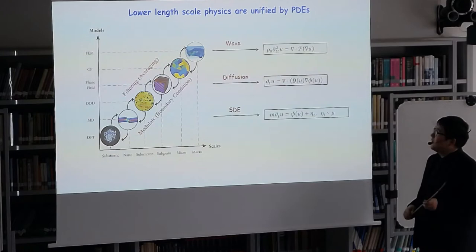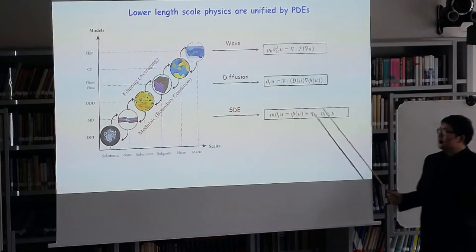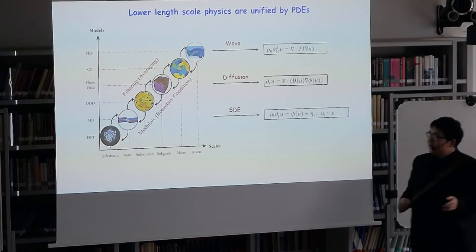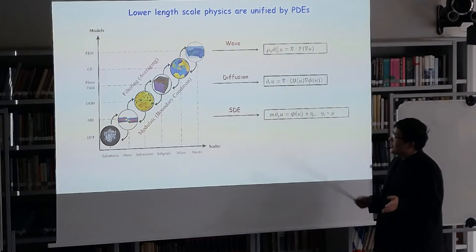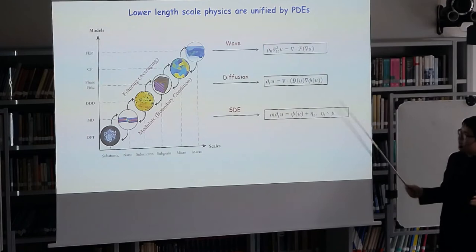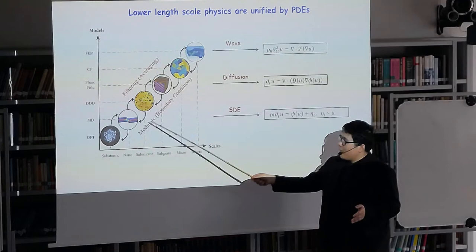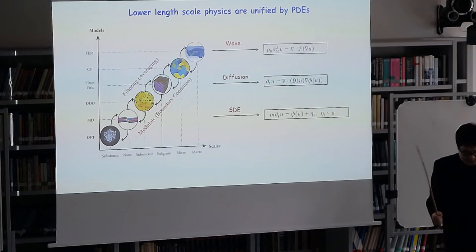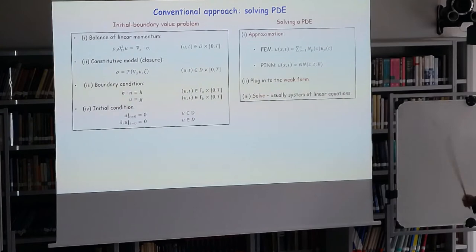For example, if we are interested in continuum, macroscale deformation and failure of solids, then that is basically a wave type of equation if you consider dynamics. If we're interested in the middle scale physics, like phase field, that's a variation of diffusion equation type of PDEs. And if we're interested in molecular dynamics, that's Langevin dynamics, a stochastic differential equation, where you add a probability measure to the PDE descriptions.